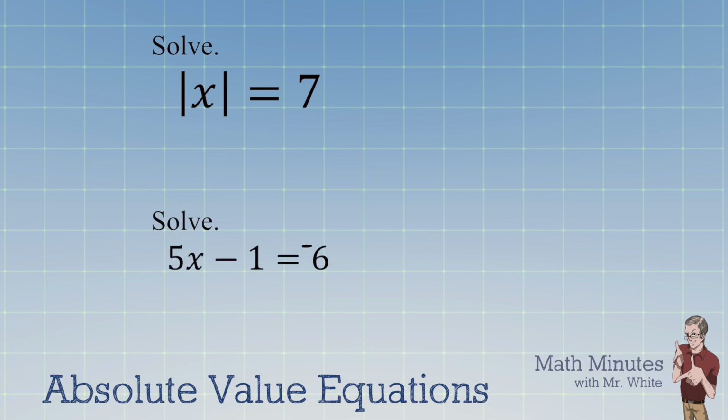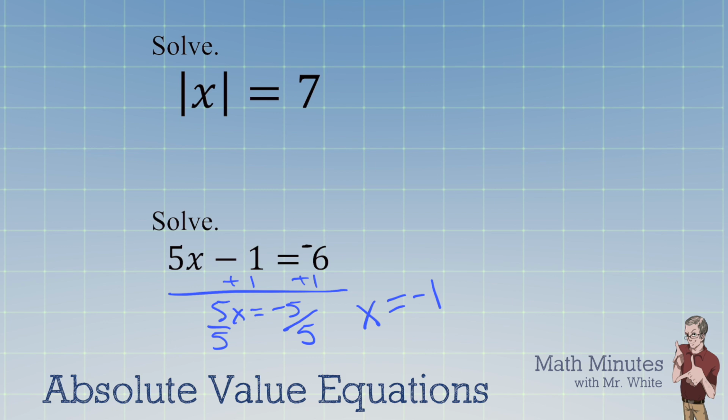Before we get all excited and solve the absolute value equations, I want to solve a simple linear equation like you did earlier in Algebra 1. 5x minus 1 equals negative 6. Remember, you would add 1 on both sides, and you would get 5x equals negative 5. You then divide by 5, and you get x equals negative 1.